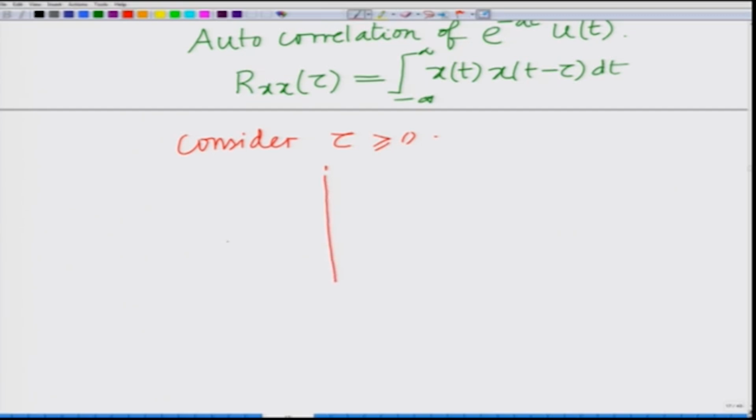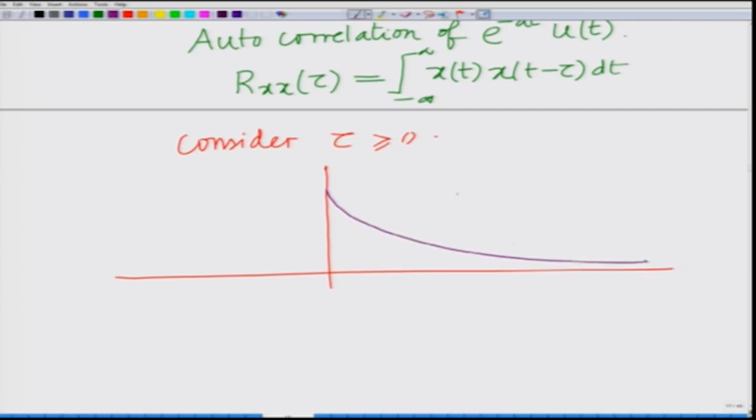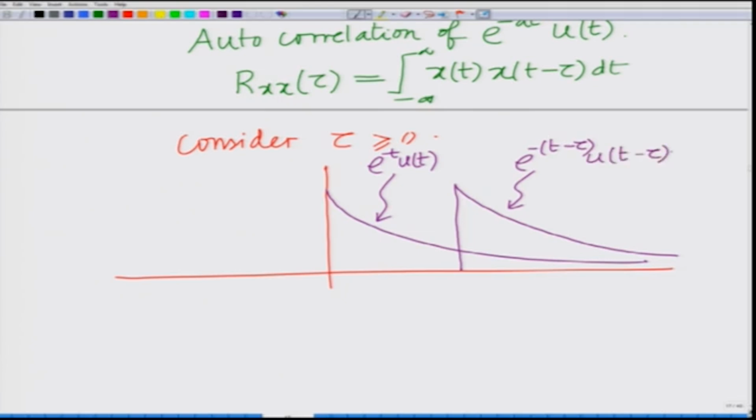Now, if tau is greater than or equal to 0, let us look at how the functions look. We have x(t), which is e to the power of minus a t, u(t). And we have x(t minus tau), which is e to the power of minus a (t minus tau) u(t minus tau), correct. So this is shifted to t minus tau.